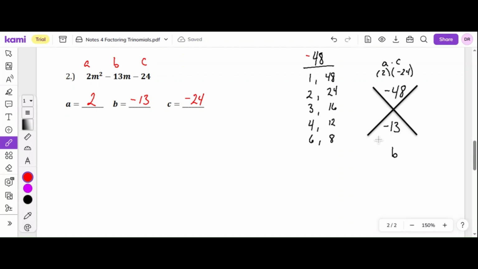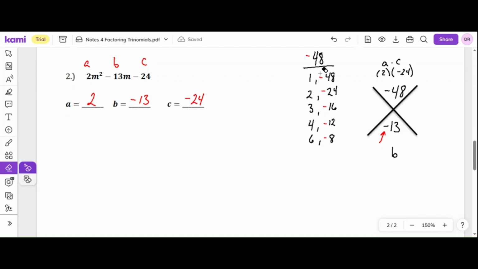A context clue we can look at is right here. Our bottom value is negative. If that's going to happen, that means when you use these two numbers to multiply to negative 48, if they're going to add to this negative 13, that means that the bigger number was negative. So we're going to have negative as the larger value here.